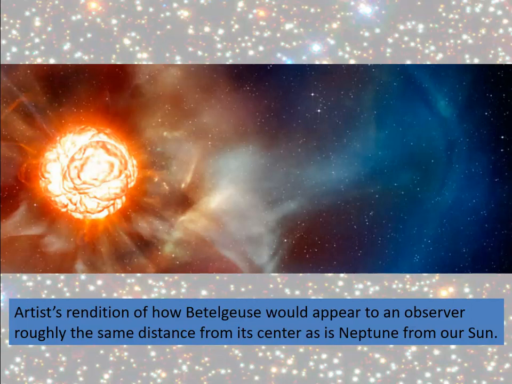Here's an artist's conception of what Betelgeuse might have looked like before it started undergoing these weird oscillations and changes in brightness. If you were to look at Betelgeuse from, say, Neptune's distance from the Sun, so that type of distance, if you were to look at Betelgeuse from 30 astronomical units away. In other words, it's a really, really, really big object.